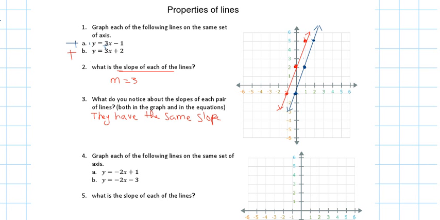We call that, okay, they're called parallel lines. Okay, so parallel lines are lines that would never meet. So we call them, they will never intersect. So they are parallel lines.